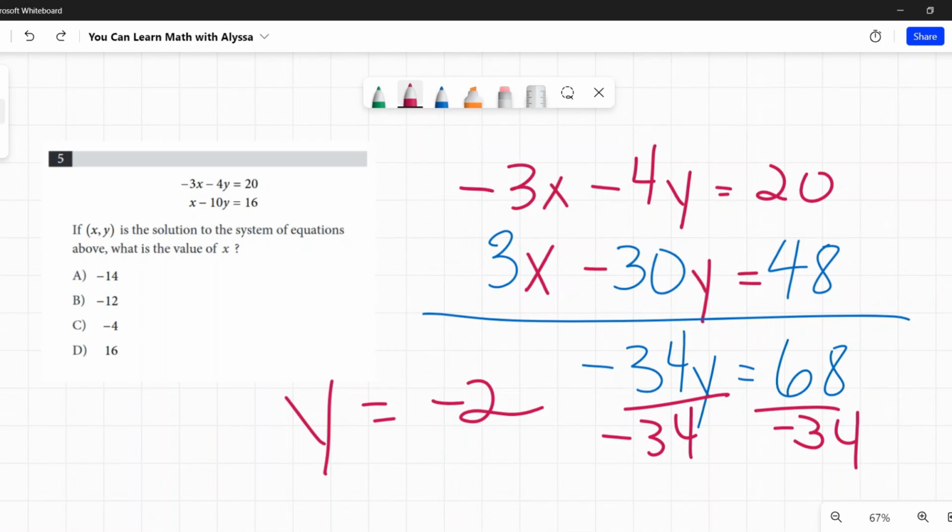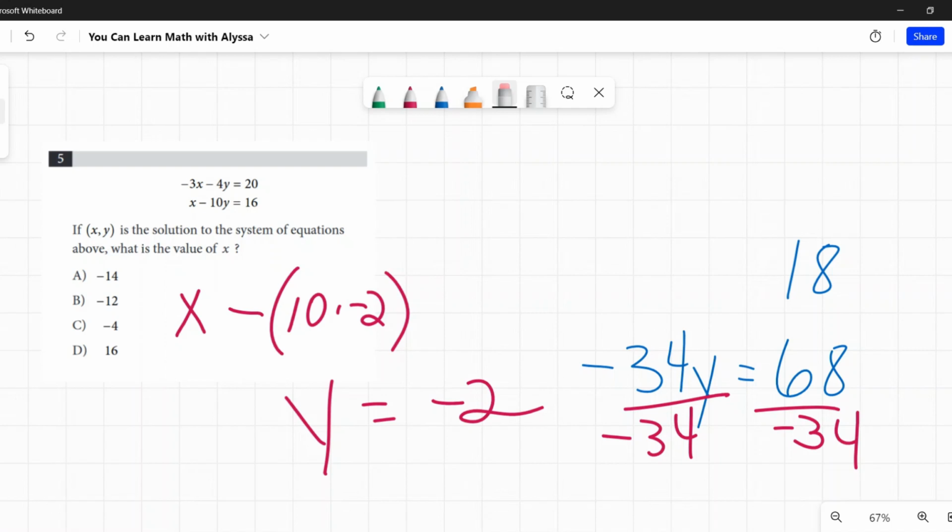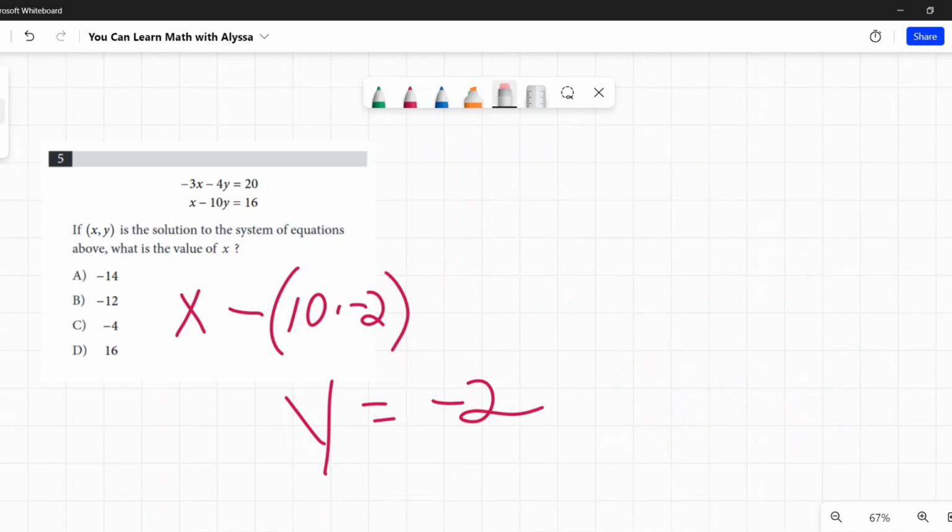So if y equals negative 2, I go back to either of these two equations and plug in negative 2 for y. I'm going to go to the second one just because. So x minus 10 times my y. And I'm going to erase this so we can just keep it a little cleaner here. So x minus 10 times a negative 2 equals 16.